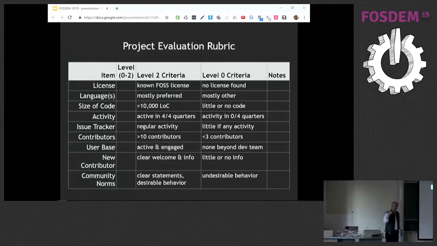This has them thinking about all of these different considerations, either as a faculty member choosing a project that all of my students are going to work on, or as a single student or a small group of students trying to choose a project that they're going to work on.